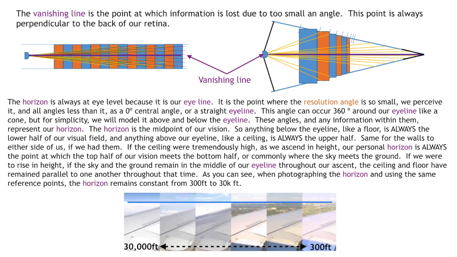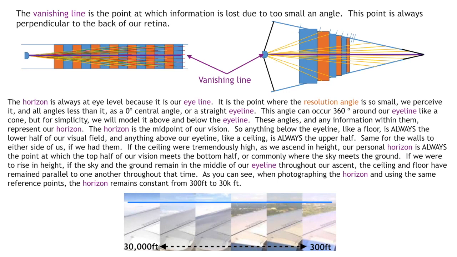And as you can see, when photographing the horizon and using the same reference point, the horizon does remain constant from 300 feet to 30,000 feet. So you can take shots up in an airplane and you can reference your camera, your phone, to the same exact spot, and you have to account for the change in pitch of the plane and the ascent angle and so forth.